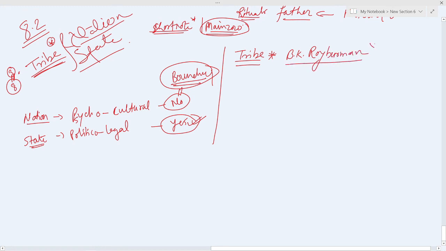So B.K. Roy Burman is important for tribe. When we do tribal anthropology, you have to understand that B.K. Roy Burman is the person who gave this concept, this definition of tribe. Now there are two types of nation state. First is uni-ethnic and second is multi-ethnic. You can say India is multi-ethnic, and the European countries basically come under the uni-ethnic countries.